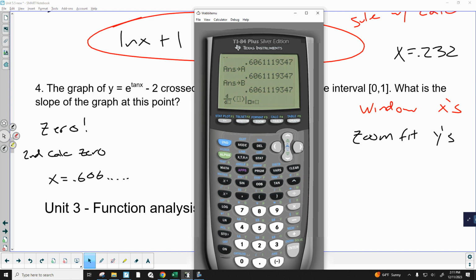We are finding the derivative of e to the tan x minus 2, at x equals, I stored it as a, I stored it as x, or you could just type it in again to get 2.961.